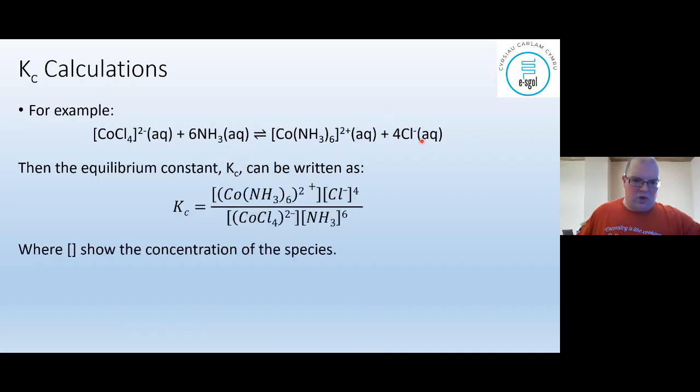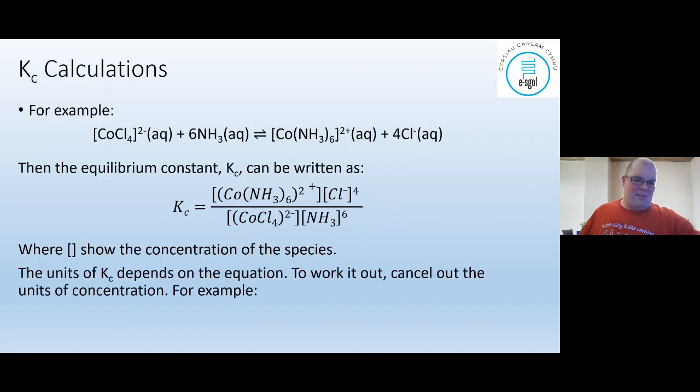Okay, so we take the concentration of the products and we raise them to their powers. So this hexaamino cobalt 2 species is raised to the power 1, so there's nothing there. But because there's 4 chlorides, we raise the concentration of chloride to the power 4. And then we divide that by the sum of the concentrations raised to their powers. So the tetrachlorocobaltate is to the power 1 because there's only one of them. And then the ammonia is raised to the power 6 because there is 6 of them. And the square brackets represent the concentration of each species.